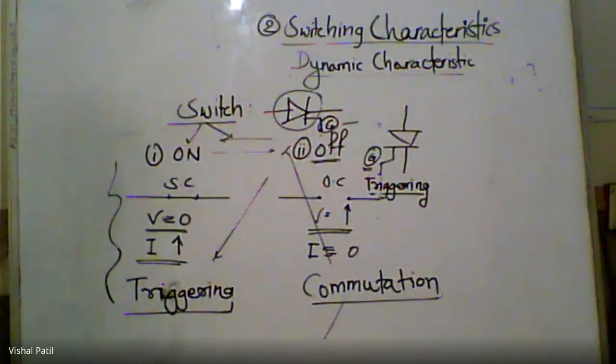That is, they may ask, draw the dynamic characteristics of SCR. So you get confused that we have learned VI characteristic, we have learned switching characteristic, gate characteristics as well. But what do you mean by dynamic characteristic? Dynamic characteristics are associated with switching characteristic. Means their meanings are almost same.